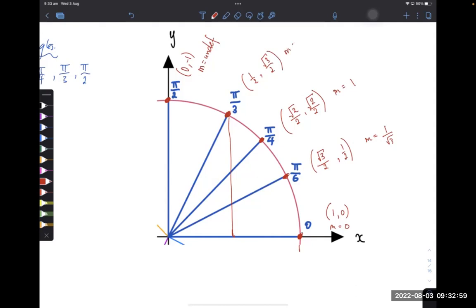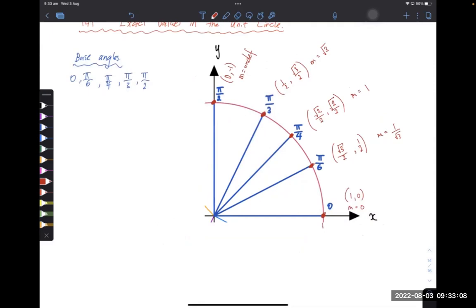And our gradient, what do you reckon happens to our gradient? It flips, so it's now just √3. So that's the first quadrant there.